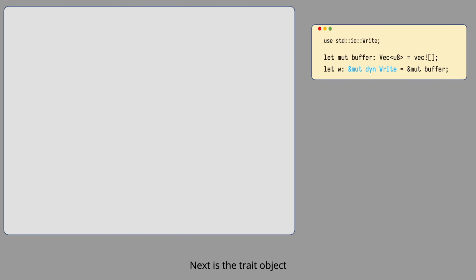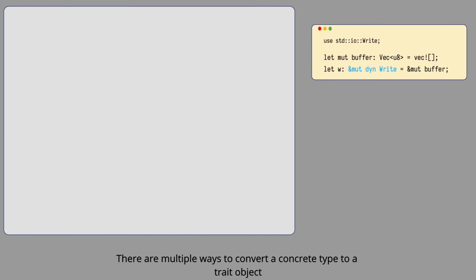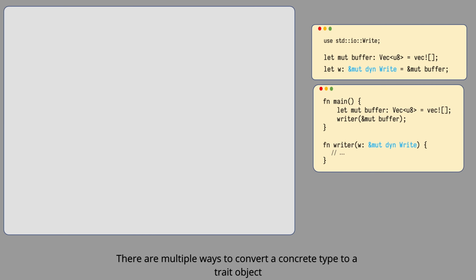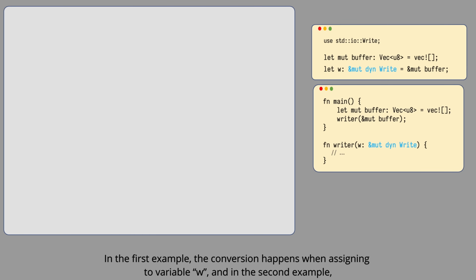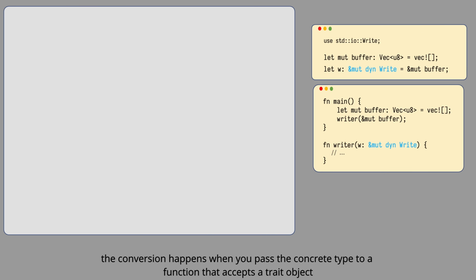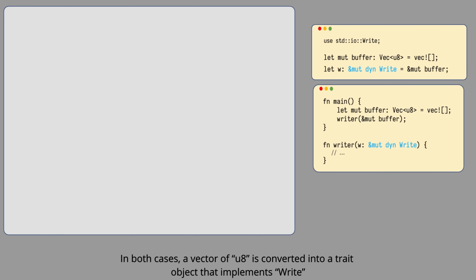Next is the trait object. A reference to a trait type is called a trait object. There are multiple ways to convert a concrete type to a trait object. In the first example, the conversion happens when assigned to variable w, and in the second example, the conversion happens when you pass the concrete type to a function that accepts a trait object. In both cases, a vector of u8 is converted into a trait object that implements Write.